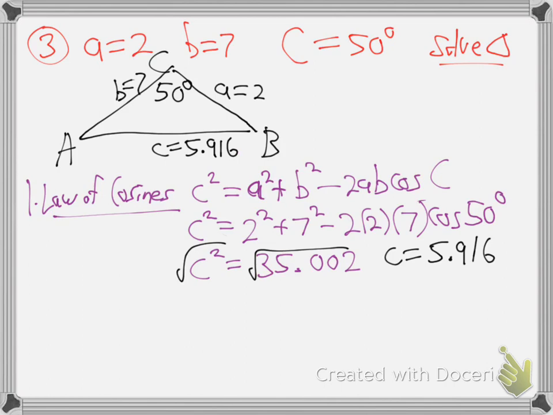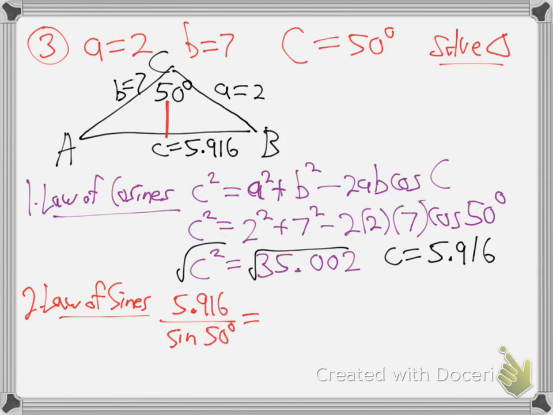What do we do now? Step 2, law of sines. Now when I'm going to use the law of sines, of course I'm going to use C with C. There's no choice there, because that's the only complete pair, angle and side across from it. Got to use that. So let me just write that down for sure. 5.916 over sine of 50 degrees equals.